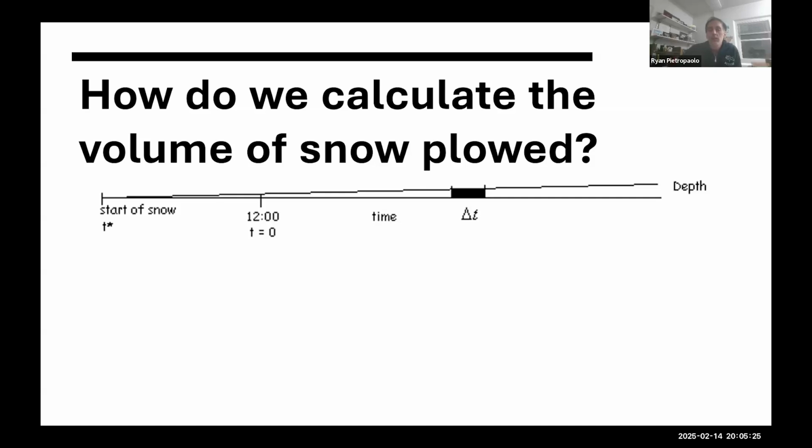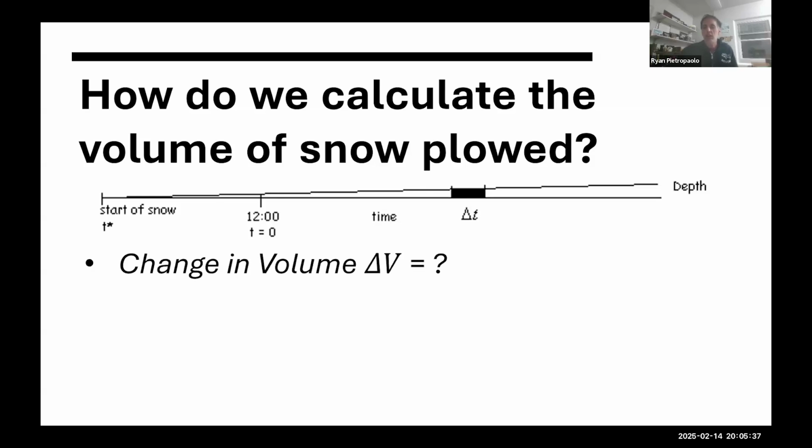What we want to do is think about that little interval there, that change in T, right? Over some small time interval, what was the change in the volume of the snow that was being plowed? So let's think about a small change in volume, over that little time interval. There's a few things that we have to take into account here.